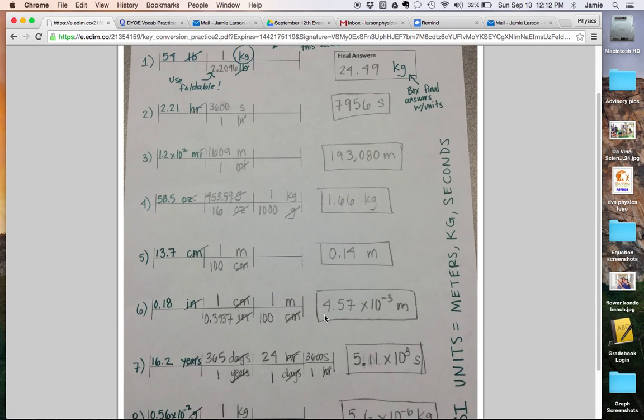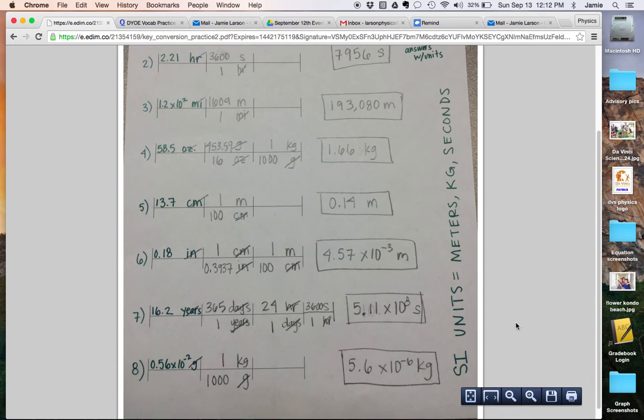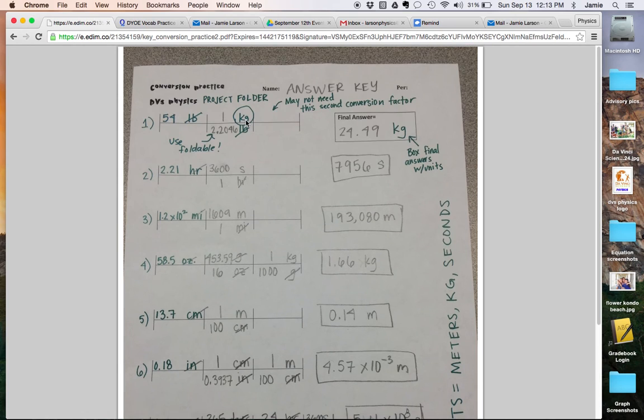On the right-hand side of the paper, you'll notice we have 3 options for SI units. For distance, we have meters. For mass, we have kilograms. And for time, we have seconds. So in this case, we are going to be converting to kilograms. The abbreviation is kg.